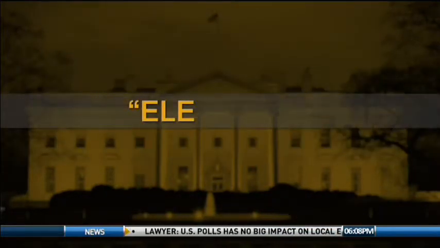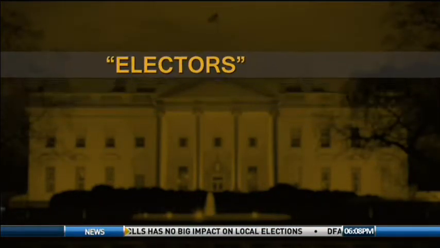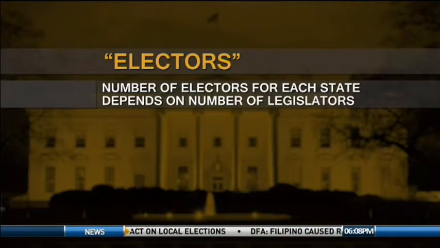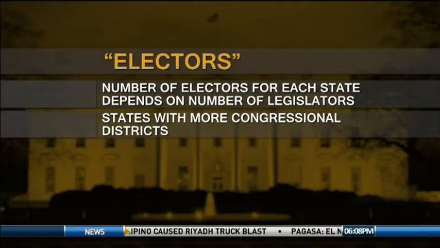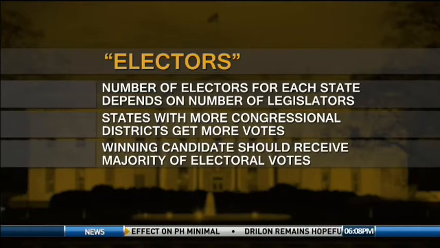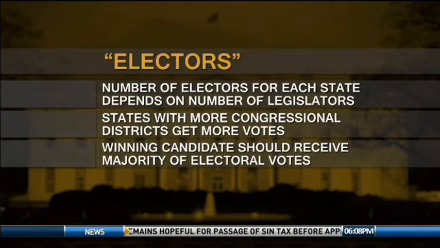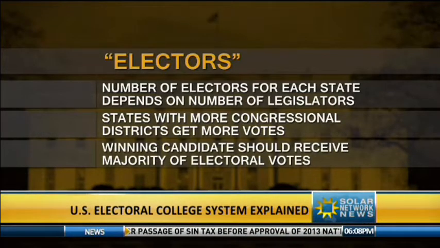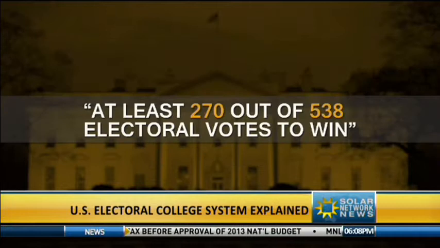The system requires each state to designate a slate of electors. The number of electors for each state depends on the number of its legislators, which means states with more congressional districts get more electoral votes. The winning candidate should receive the majority of electoral votes to win. There are 538 electors, which means the winning presidential candidate should get at least 270 votes.